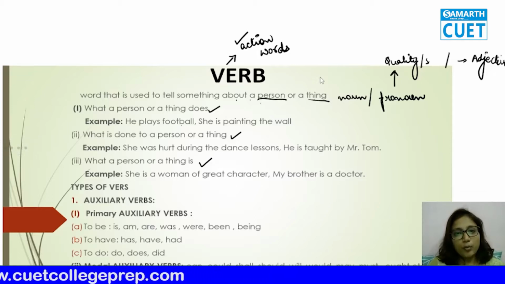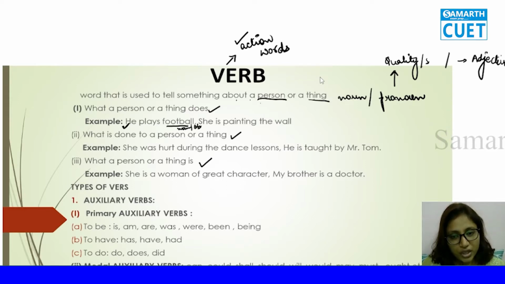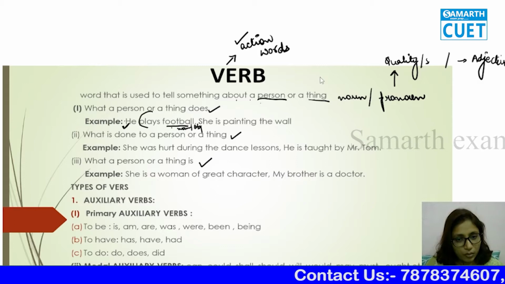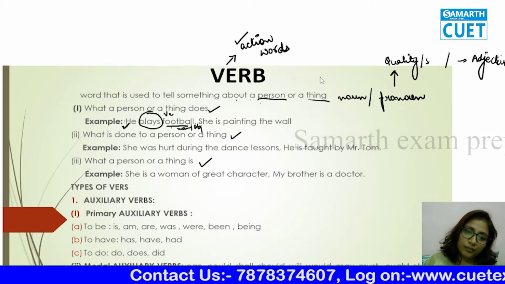Now let's go by the example. He plays football. Now here he is pronoun or a person, and football is a noun or an object. So what is he doing with football? He plays football. So play is a verb.